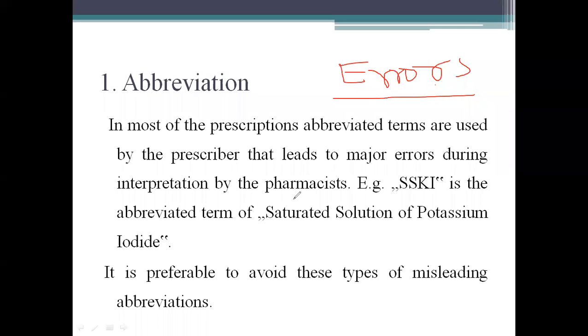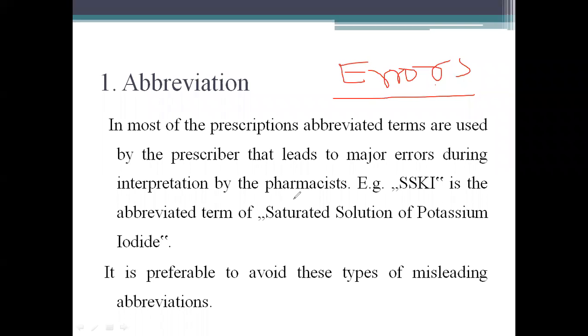And why are these people saying not to use abbreviations? Because it creates errors during interpretation by the pharmacist, in understanding and reading these abbreviations. The example is given here, SSKI. SSKI is the abbreviated term of saturated solution of potassium iodide. Okay, SS is saturated solution and KI is potassium iodide. It is preferable to avoid these types of misleading abbreviations.